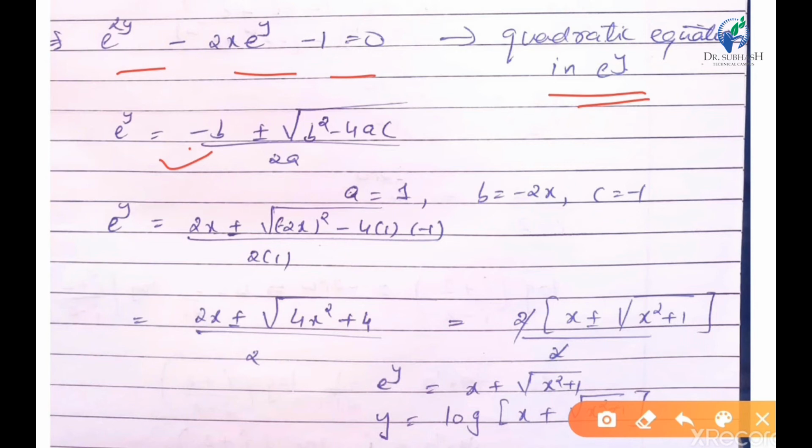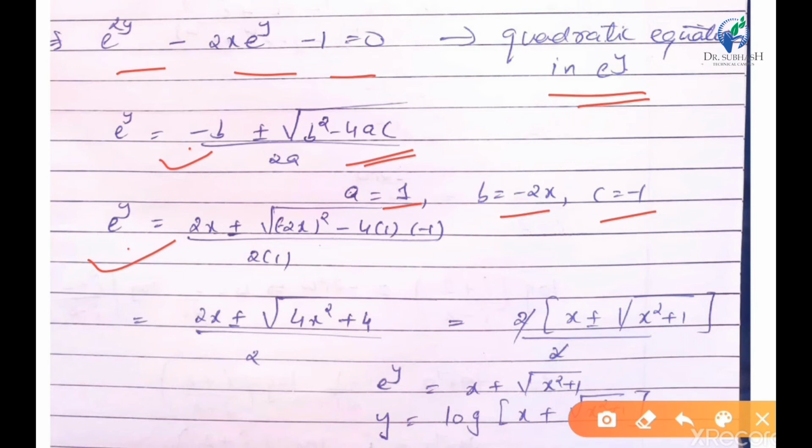Coefficient of e raised to 2y is 1, so a equal to 1. Coefficient of e raised to y is minus 2x, so b equal to minus 2x, and the rest part is c, that is minus 1. We have substituted these values a, b and c in this equation, so this is the obtained equation.